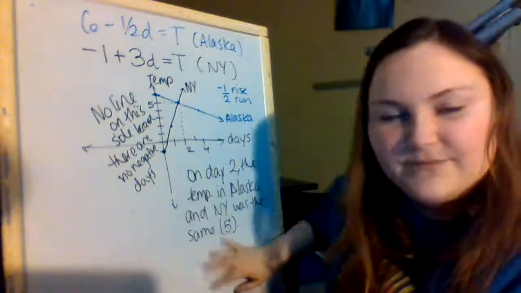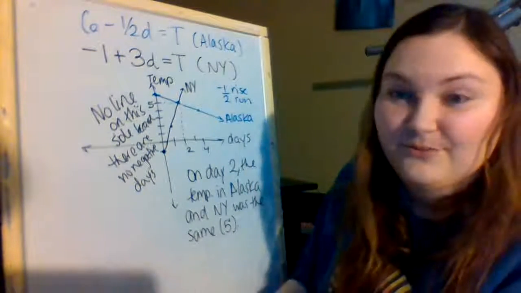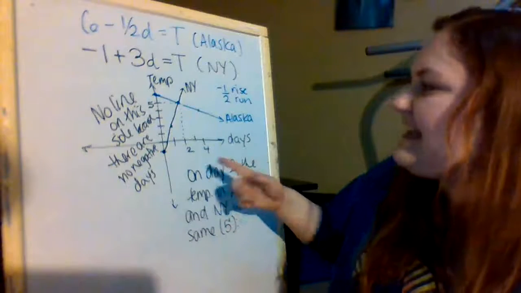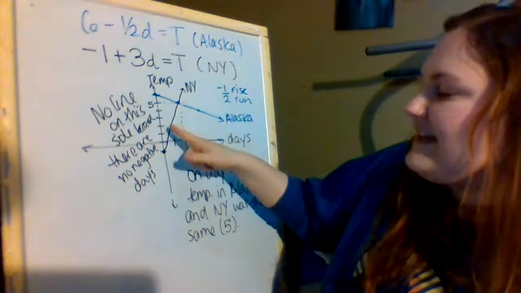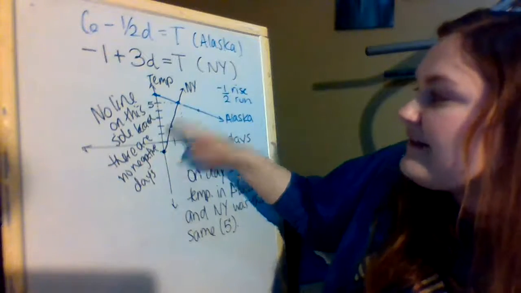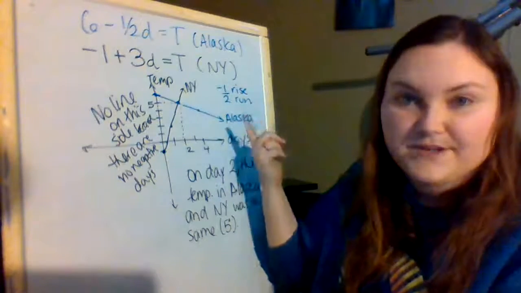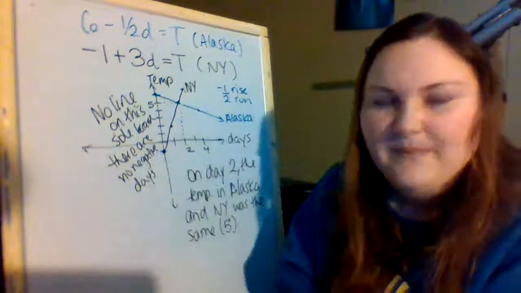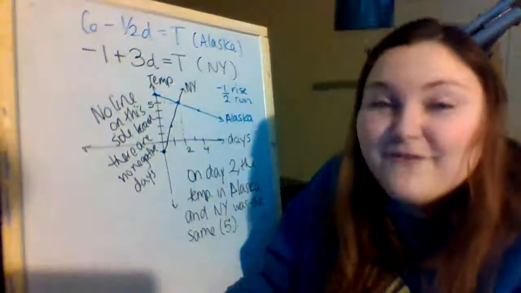I don't really have much room to write that down here, but what you could say is something like before day 2, the temperature in New York was colder. After day 2, the temperature in Alaska was colder. Something like that. It's the point where they flip. That is all I have for you for this example.